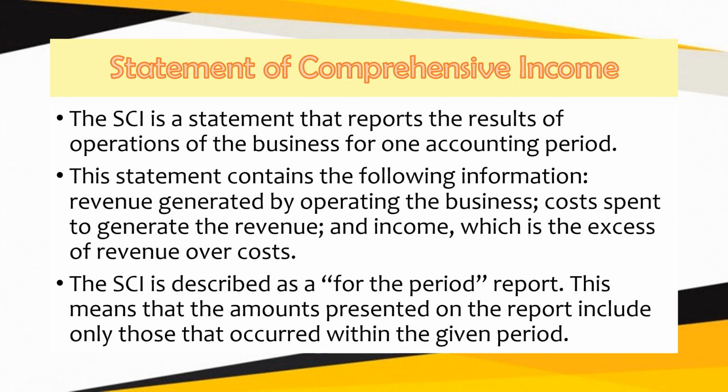The SCI is a statement that reports the results of operations of the business for one accounting period. This statement contains the following information: revenue generated by operating the business, costs spent to generate the revenue, and income, which is the excess of revenue over costs. The SCI is described as a for-the-period report. This means that the amounts presented on the report include only those that occurred within the given period.